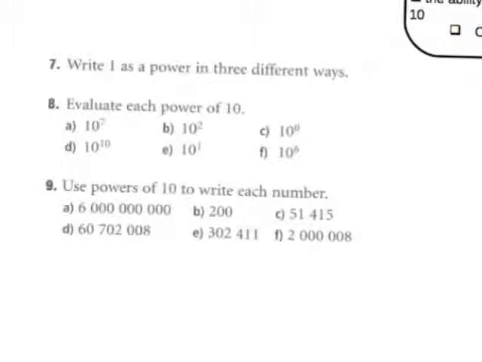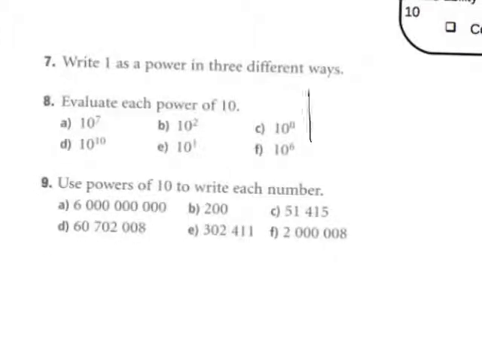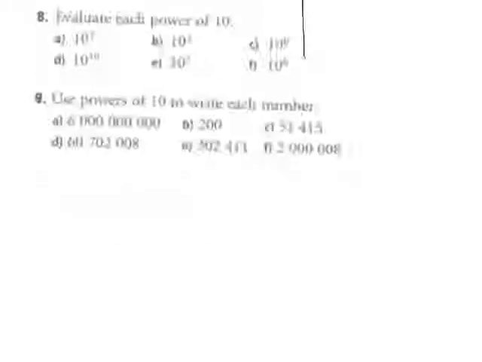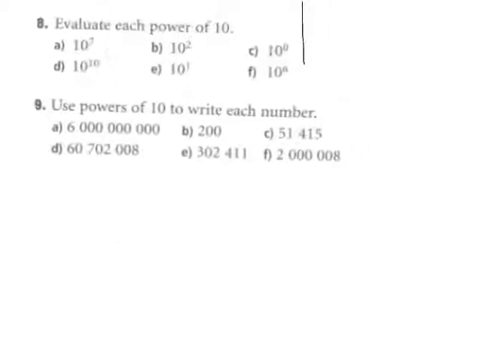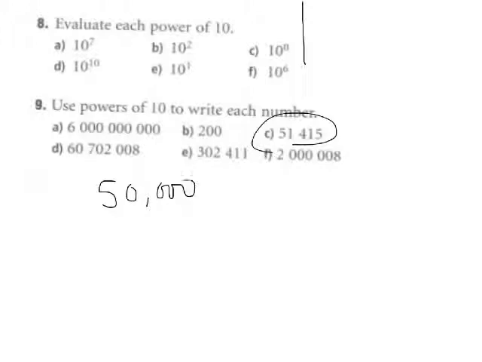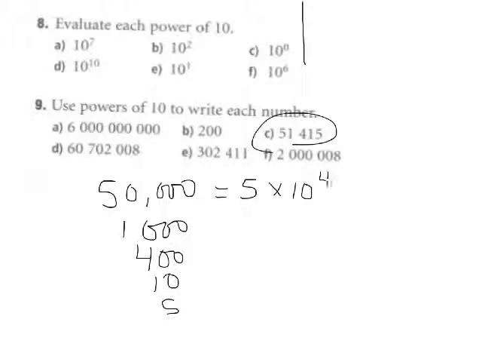So for example, let's look at a challenging one. Well, they're all kind of challenging, but we'll look at C. So this is 50,000 plus 1,000, plus 400, plus 10, plus 5. I can break it down like that. I'm expanding this. It's like blowing up a balloon. You take something small and you blow it up with something bigger. That's called expanding. 50,000 is 5 times 10,000.